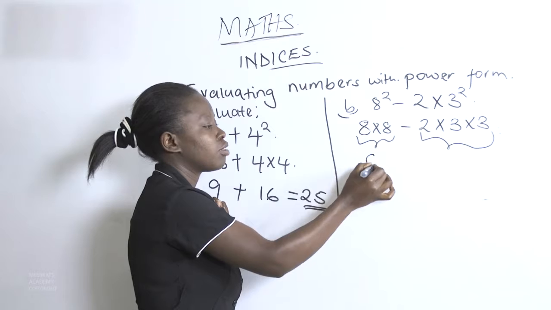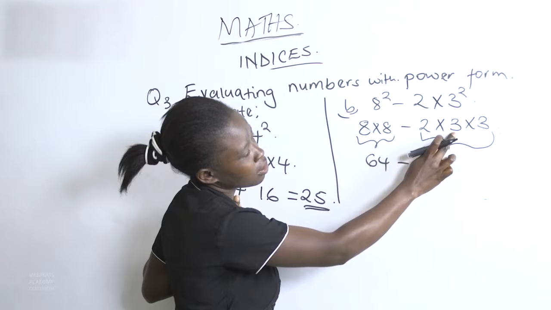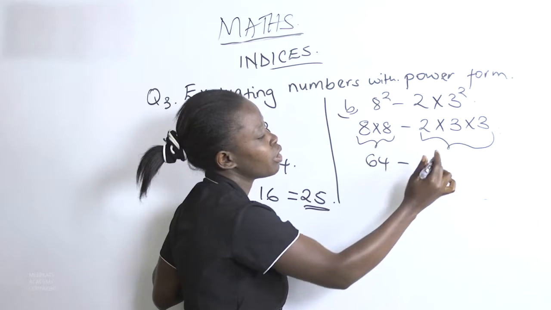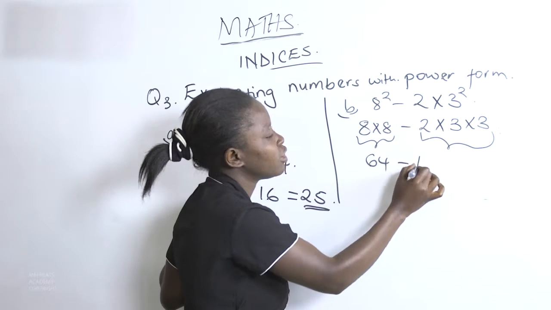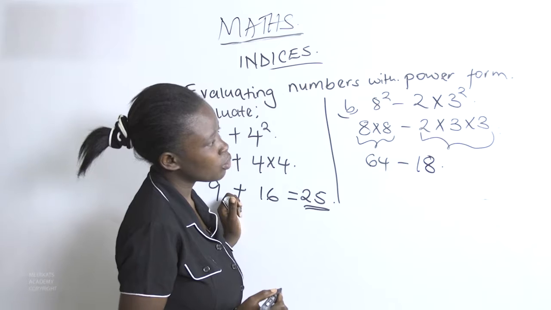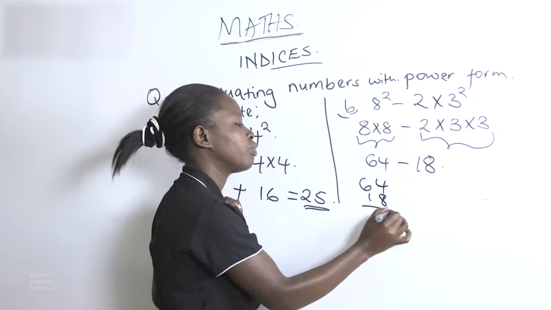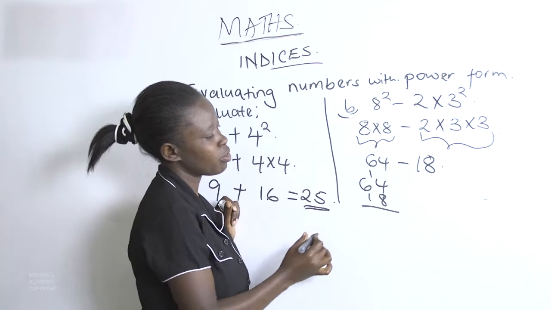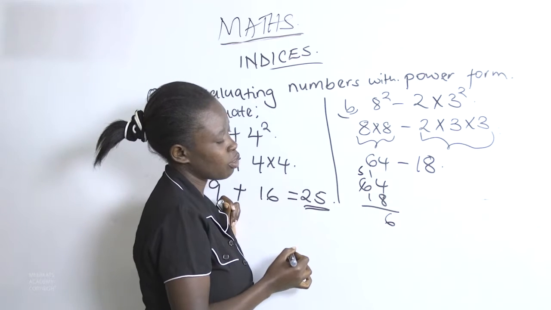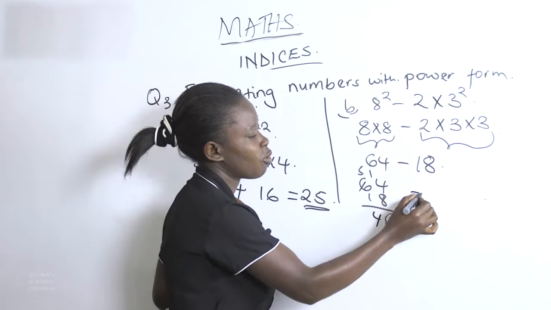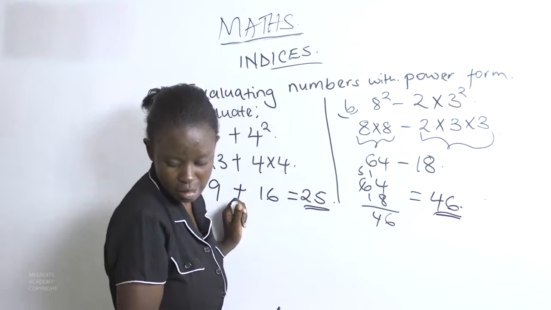8 times 8 is 64, minus 2 times 3, that is 6. 6 times 3 is 18. So we have 64 minus 18. We borrow 1 from 6 to make it 14. 14 minus 8 is 6. We were left with 5. 5 minus 1 is 4. So we get that 64 minus 18 gives us 46.